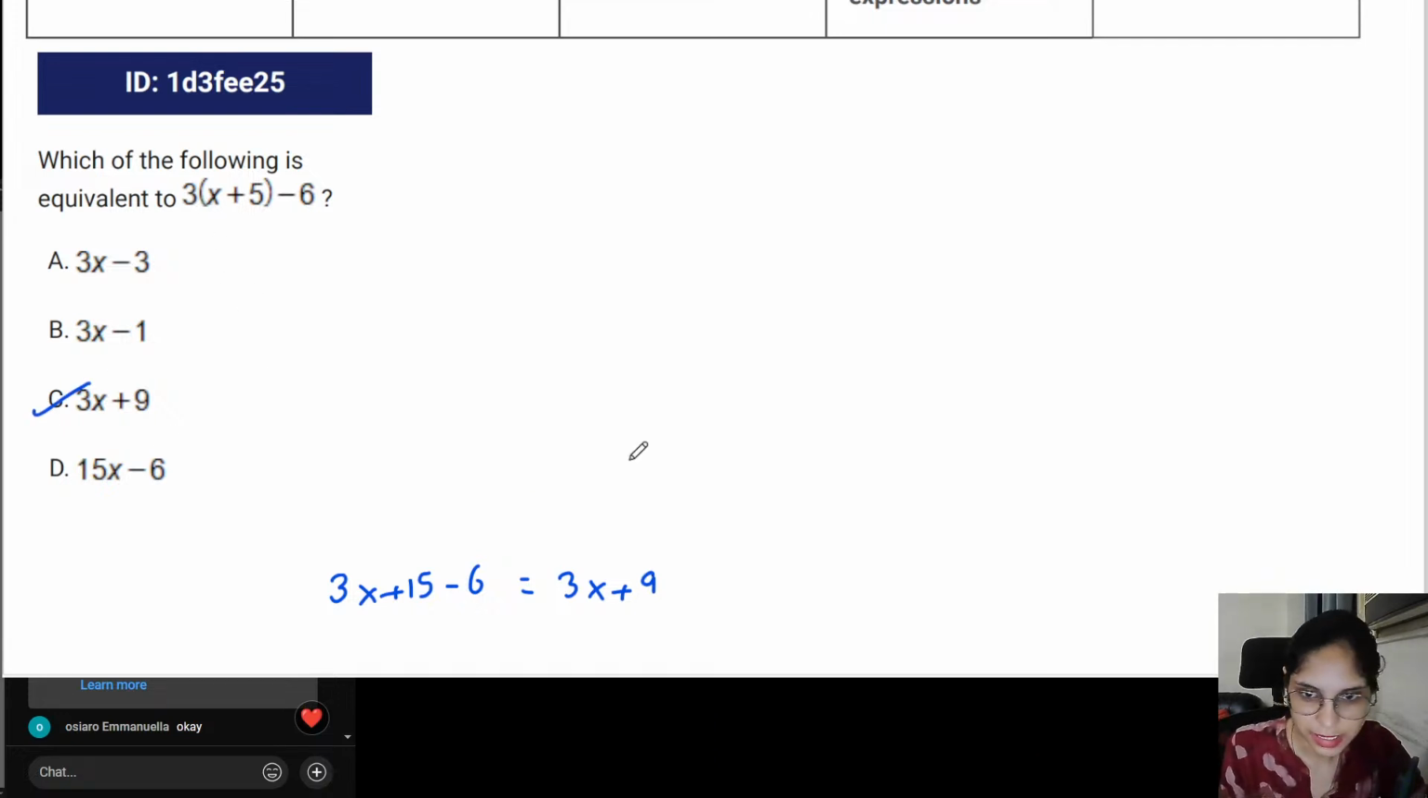And whenever you have things like this, because sometimes you forget, remember that you have to multiply 3 with both x and 5.